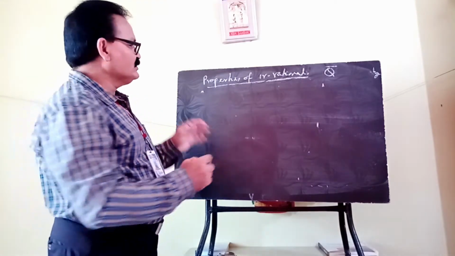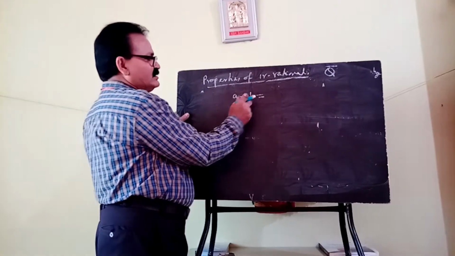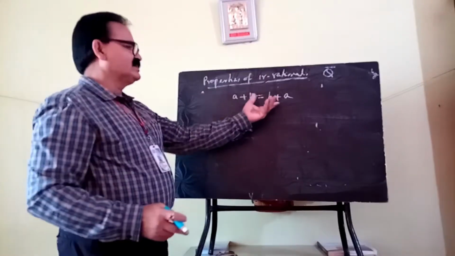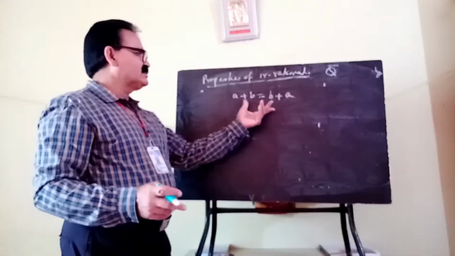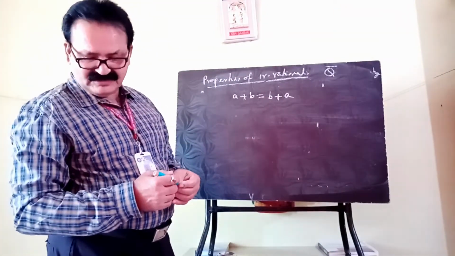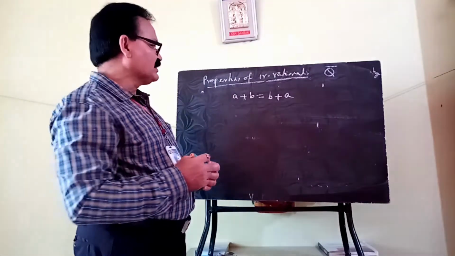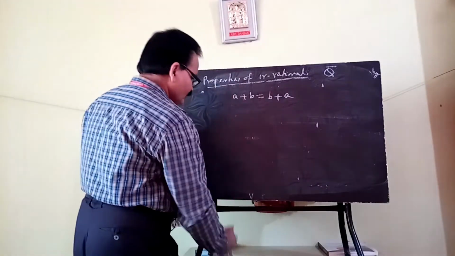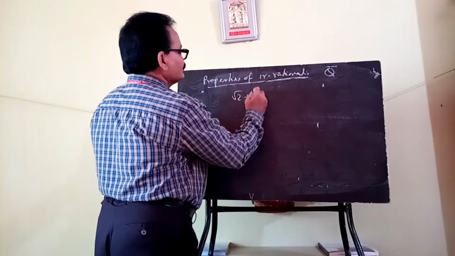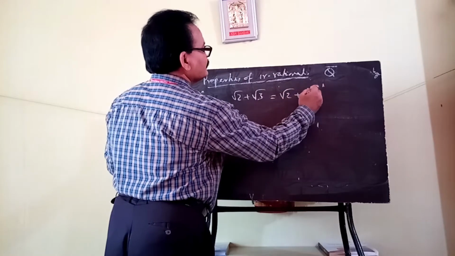Clear? Suppose A plus B, what answer will you get? If we reverse the sequence, again it will be the same. This is the commutative law for addition for rational numbers. Same example you can take: irrational numbers are also commutative under addition and multiplication. If we add root 2 plus root 3, it will remain as it is, root 2 plus root 3.